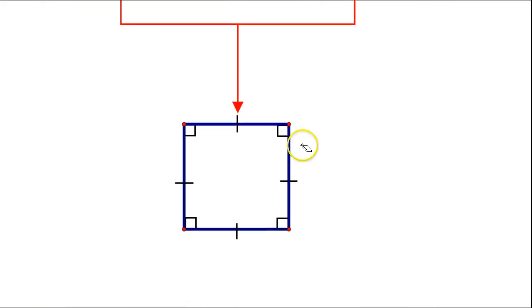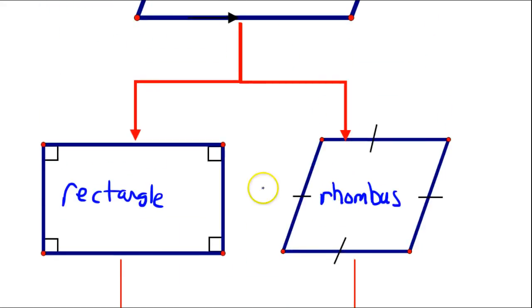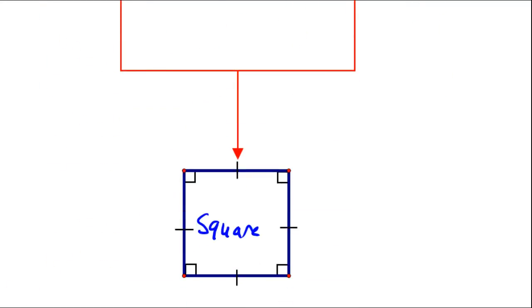Now, if you put those two concepts together, you have a square. A square is a rhombus and a rectangle at the same time. A rhombus has 4 equal sides. A rectangle has 4 right angles. So it'll be a square if you have 4 right angles and 4 equal sides all at the same time. So that's a square.